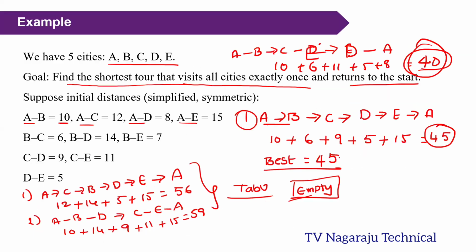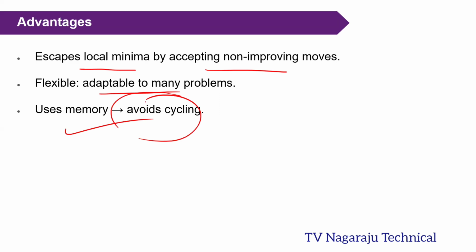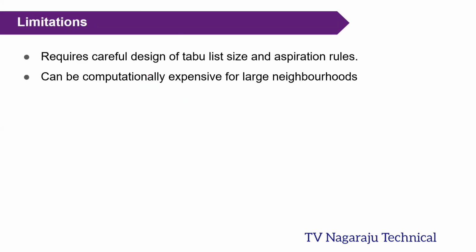What are the advantages of this taboo search? It escapes local minimum. Why? Even though there is no improvement, it accepts. It is adaptable to many problems. It uses memory, so it avoids cycling, that is, recalculation is also avoided. But the main thing is that the size of the taboo list is very important, and expanding a large number of neighborhoods is also very costly.